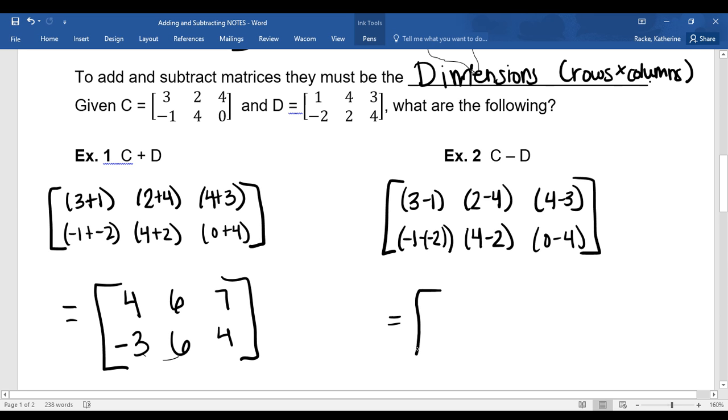So our answer, 3 minus 1 gives us 2. 2 minus 4 gives us negative 2. 4 minus 3 gives us 1. Negative 1 minus a negative 2, so this becomes a positive here. So negative 1 plus 2 gives us a positive 1. 4 minus 2 gives us 2, and 0 minus 4 will give us a negative 4. So our answer here is this 2 by 3 matrix, okay?